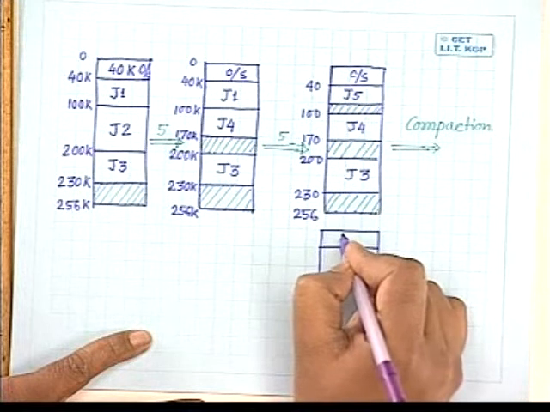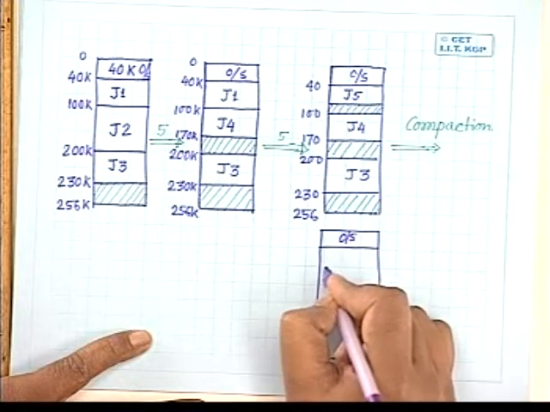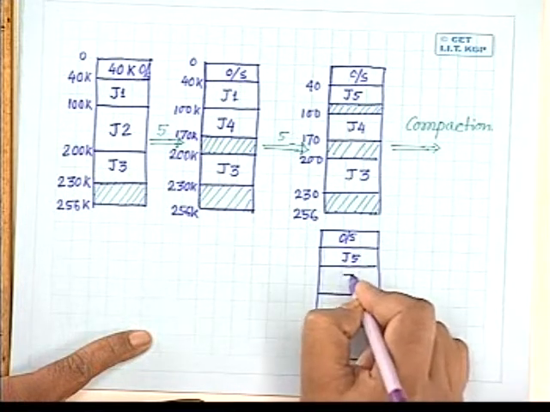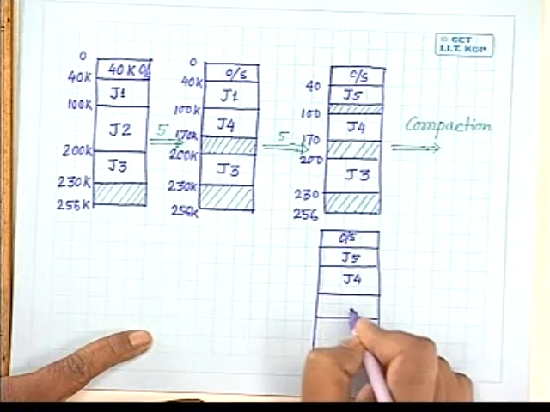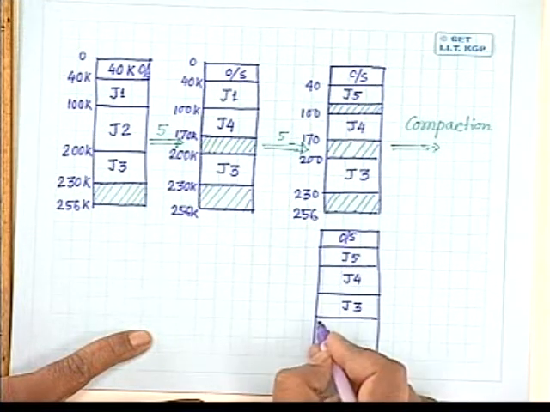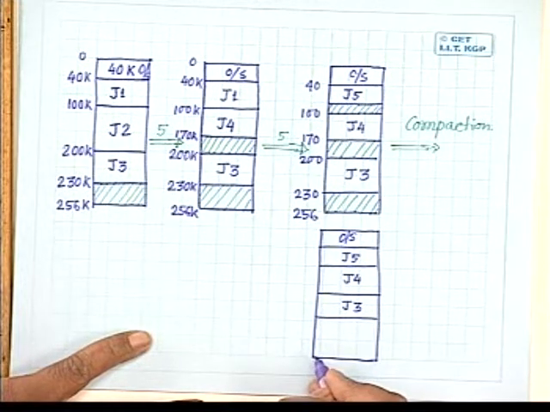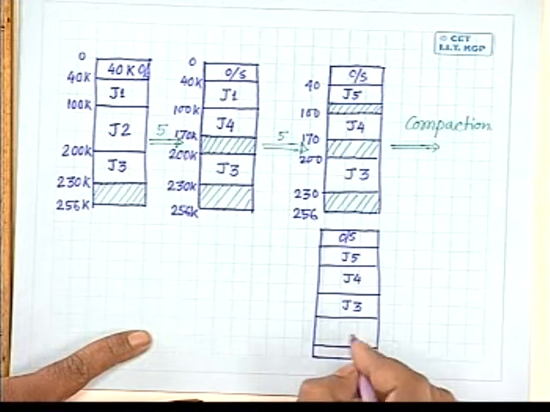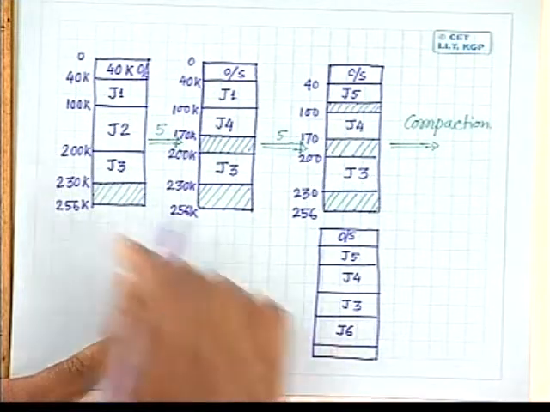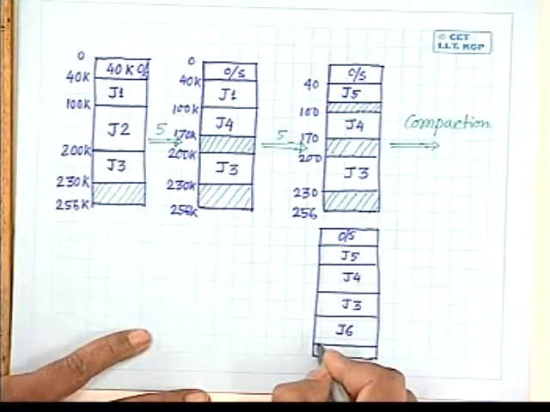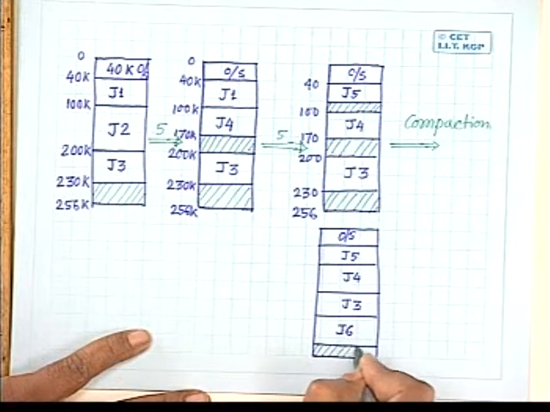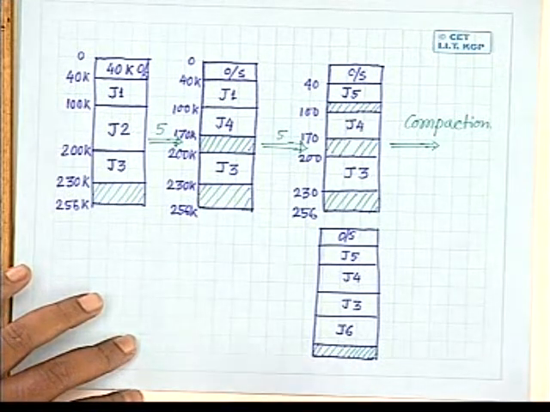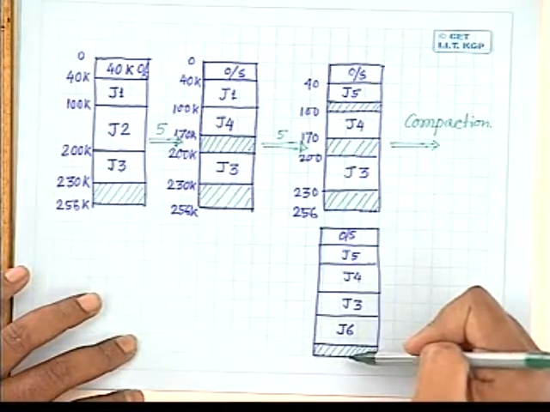First partition will go to OS. Second partition is occupied by job J5. This one is occupied by job J4. This one is occupied by job J3. And I'll have 66K partition at the bottom. This 66K now can be divided into two partitions. One of 60K can be given to job J6, and I'll have a remaining 6K partition which is free. Okay. So by using memory compaction, I can immediately allocate job J6 into the main memory.